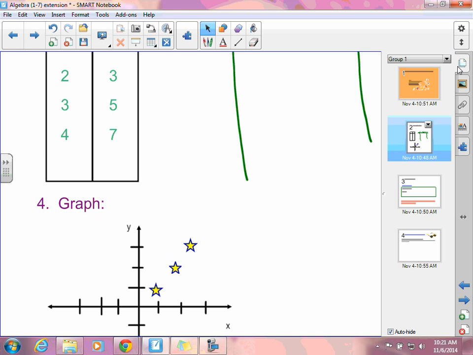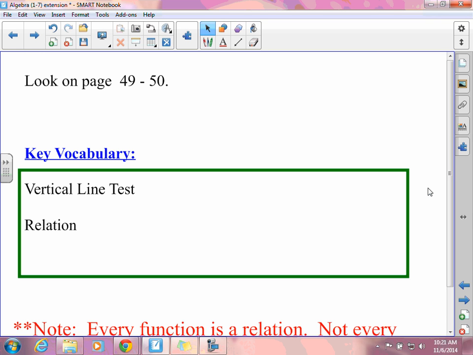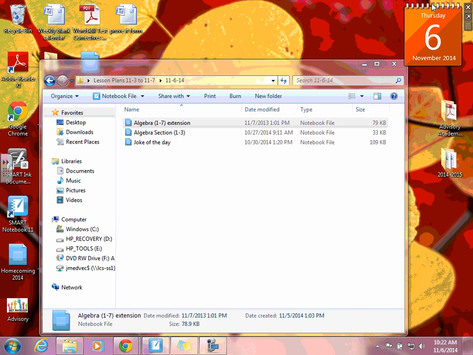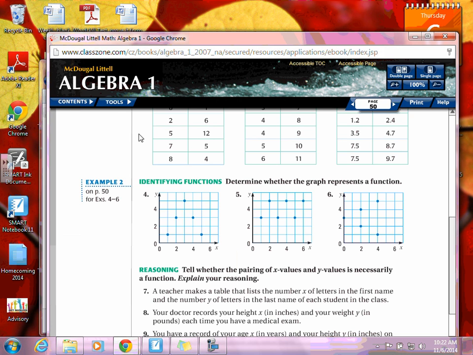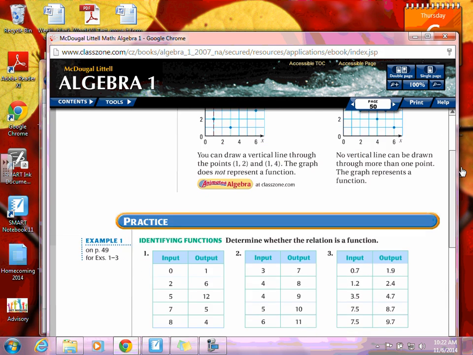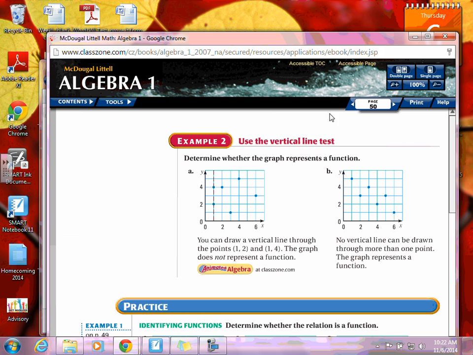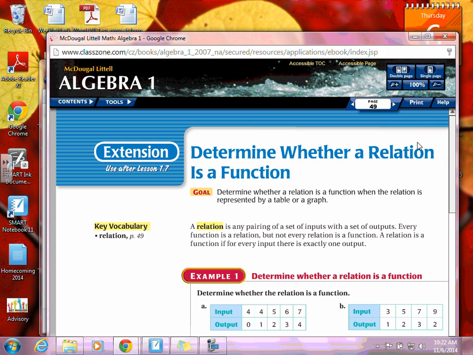Now, we're going to look on page 49 and 50. I'm going to put it on the smartboard, so you don't need to. You can keep up your notes the way it is. We're going to talk a little bit about the vertical line test and a relation, all right? So I'm going to get it up in my book. You probably won't be able to see this on the video if you're watching the video, but that's okay. I just want to record it so you have an idea of what we're talking about. So you can open up your book to page 49 and follow along with me.